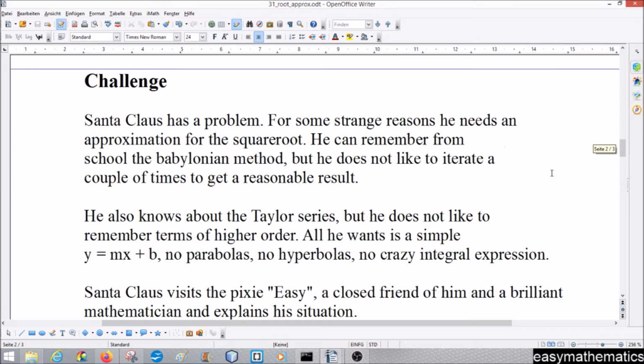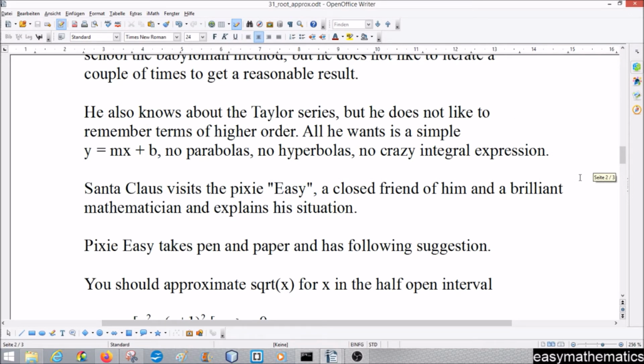So let's see. Santa Claus has a problem. For some strange reason, he needs an approximation for the square root. He can remember from school the Babylonian method, but he does not like to iterate a couple of times to get a reasonable result. He also knows about the Taylor series, but he does not like to remember terms of higher order. All he wants is a simple y equals mx plus b. No parabolas, no hyperbolas, no crazy integral expressions.